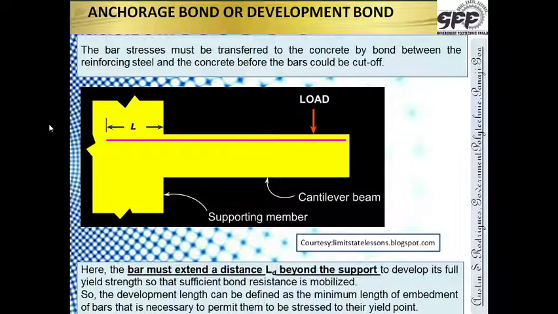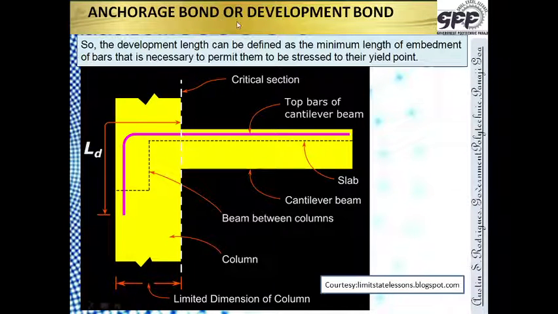So this length can be defined as the development length, the length to be developed, or the anchorage length, the length required to anchor the bar. The development length can be defined as the minimum length of embedment of bars that is necessary to permit them to be stressed up to their yield point, so that the beam will remain in place and will not fail.